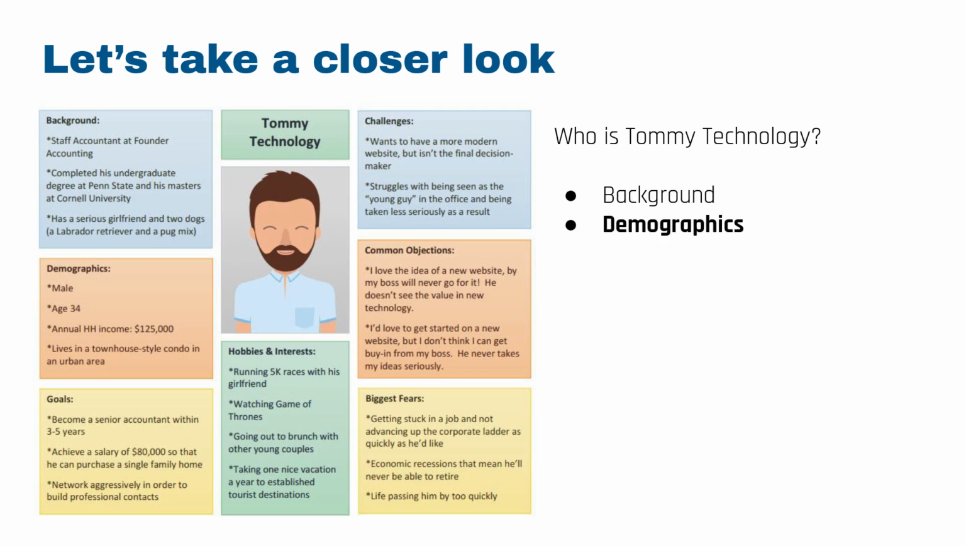So that's his background. Let's look at his demographics. He's male. His age is 34. His annual household income is $125,000. He lives in a townhouse-style condo in an urban area. Let's look at some of his goals here. He wants to become a senior accountant within 3 to 5 years. He wants to achieve a salary of $80,000 so that he can purchase a single-family home. And he wants to network aggressively in order to build professional contacts, right?